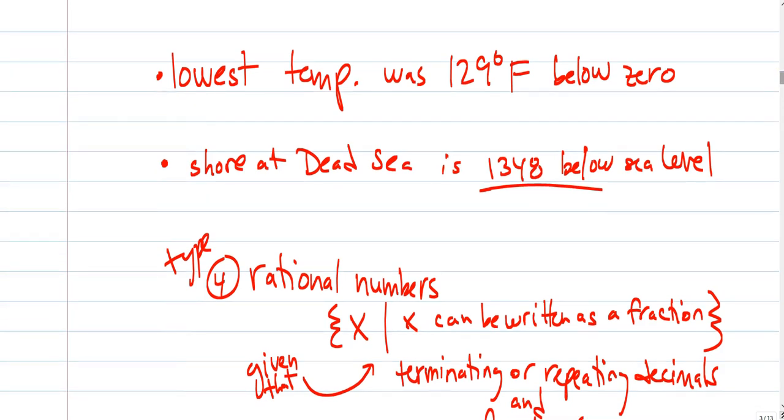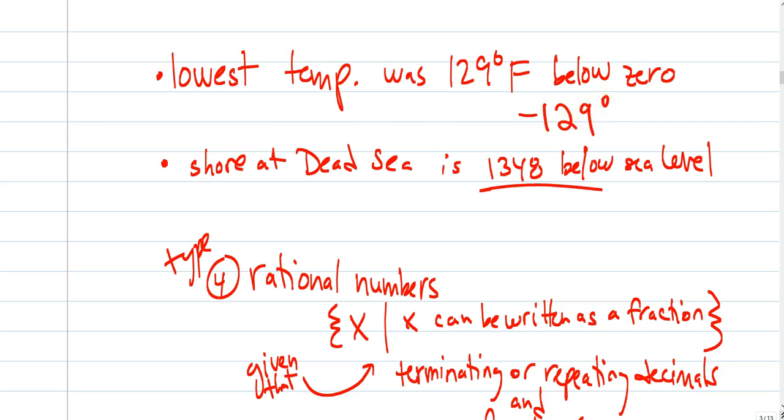Here's another way of thinking about when we're dealing with integers specifically. If I say the lowest temperature was 129 degrees Fahrenheit below zero, right? That is a situation where we need to have integers. We can't just have positive numbers in real life, because if I have 129 degrees below zero, then that means the temperature was not a whole number, it was an integer at negative 129 degrees.